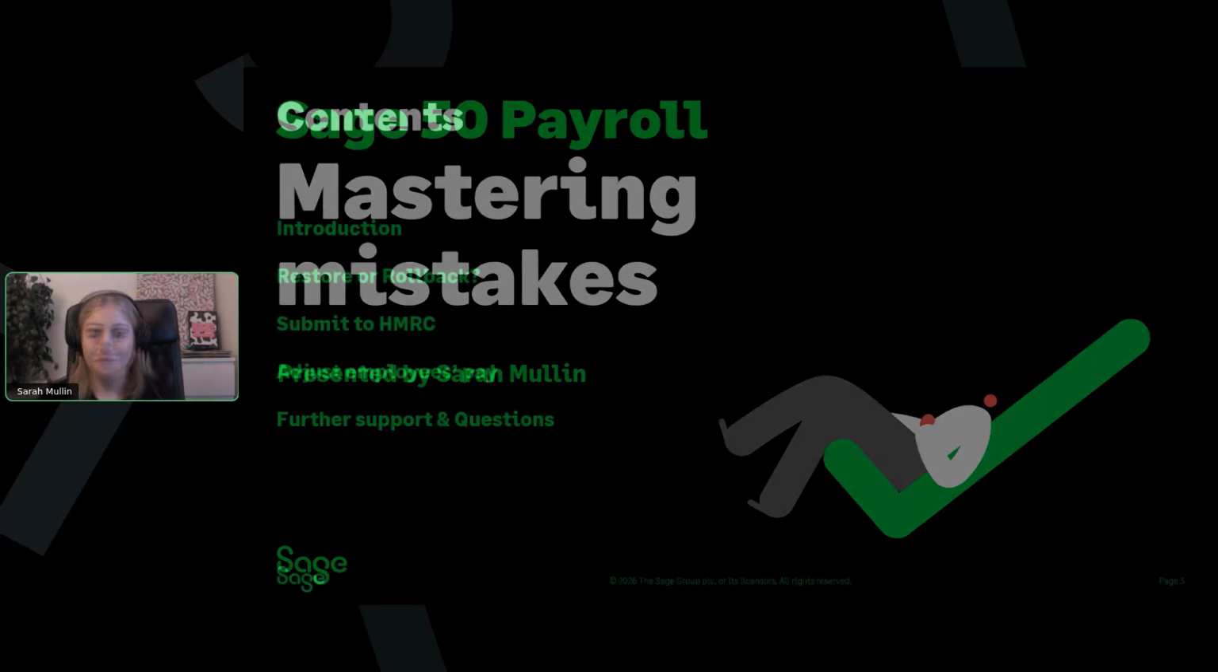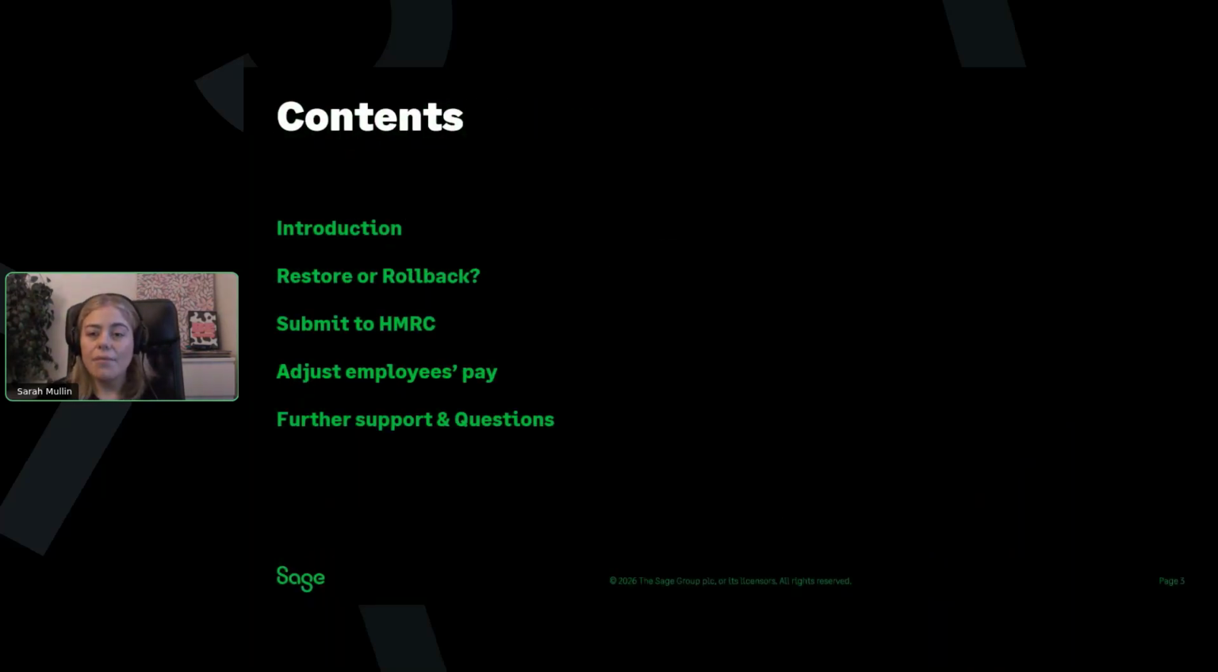We'll begin by looking at an introduction to some common payroll mistakes, and then we'll move on and explore the two main correction methods, restoring backups and using the rollback option. We'll also cover how to submit corrections to HMRC and adjust employees' pay, pension, and anything else to consider. And then finally, we'll finish things off by running through some further support and resources as well.